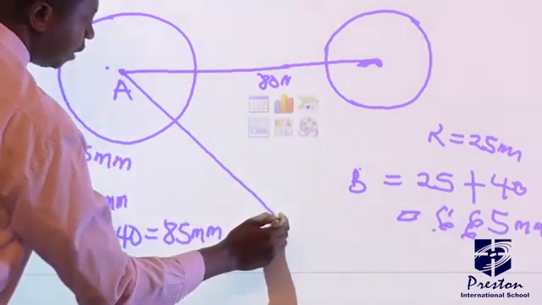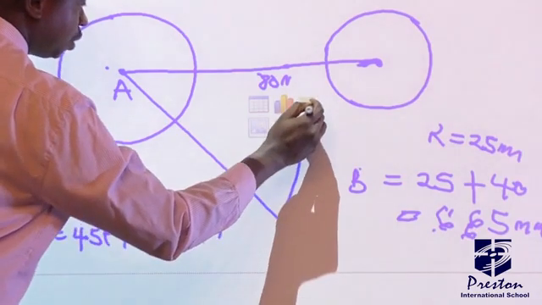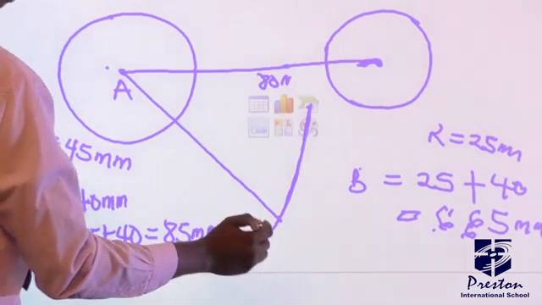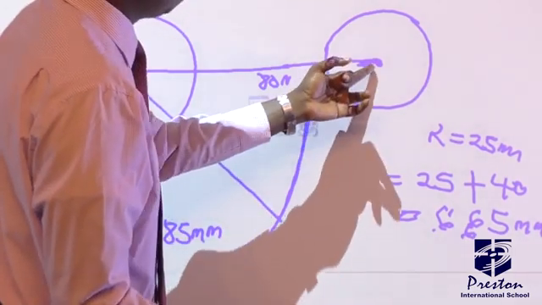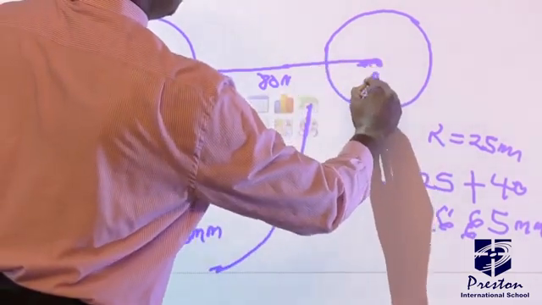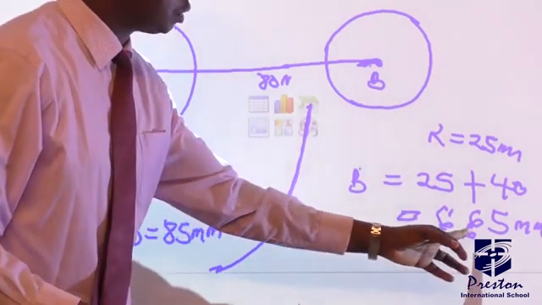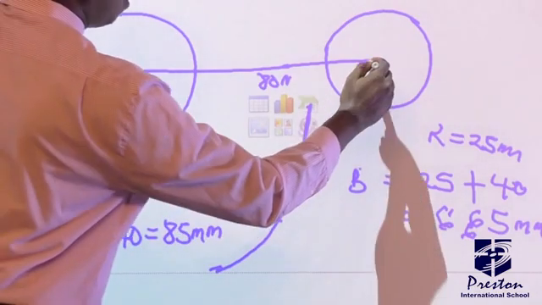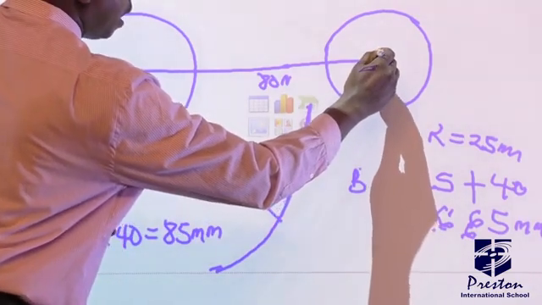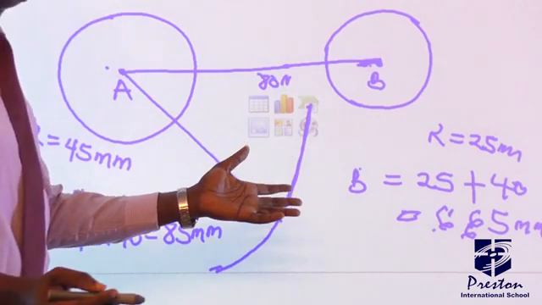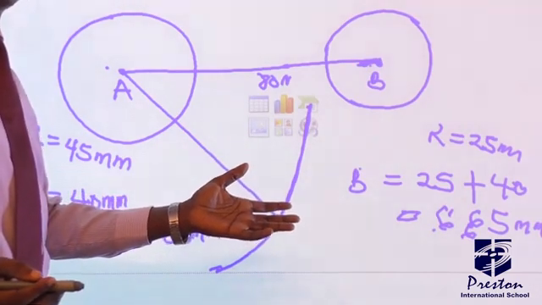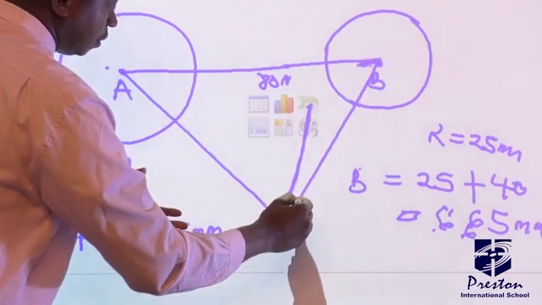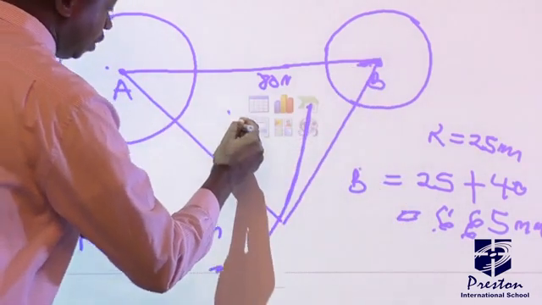Ensure that you use this line to draw an arc. Make sure that the arc is long. Then come to circle B and extend your compass to 25 plus 40, which is 65 mm, which is 6.5 centimeter. Draw an arc down and use it to draw your arc.